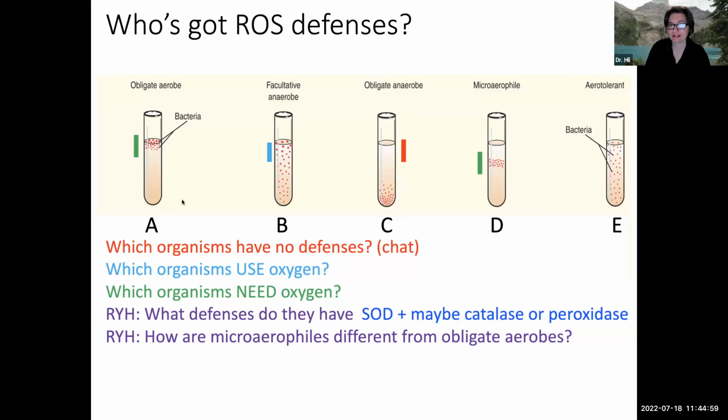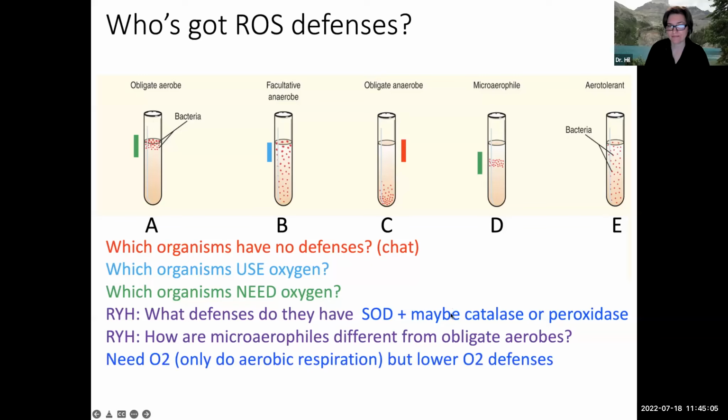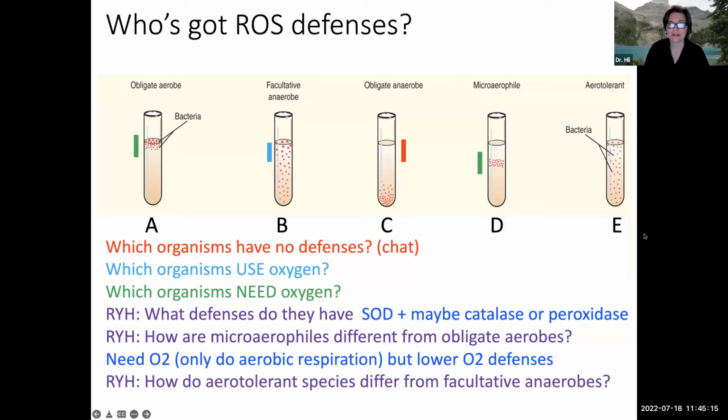Now, the difference is this guy can grow in full oxygen. This guy can only grow in partial oxygen. And so he has a lower amount of superoxide dismutase and either catalase or peroxidase. Let's take another comparison. Let's look at the difference between this facultative anaerobe and this aerotolerant guy. Both of them are growing through the whole tube. But what's different is that this is growing better. How come?